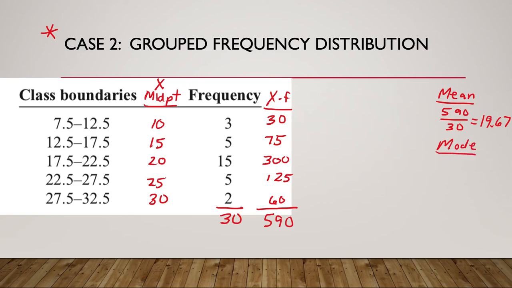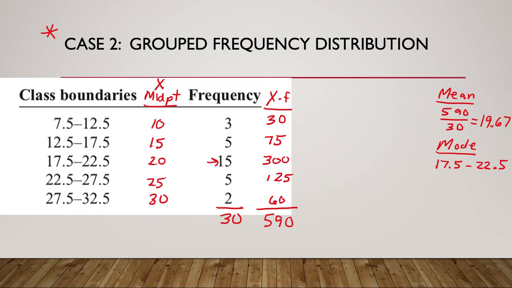Remember, on the mode, you're looking for the one with the highest frequency. So this 15 is the highest frequency. So I would say that my mode was the class from 17.5 to 22.5.